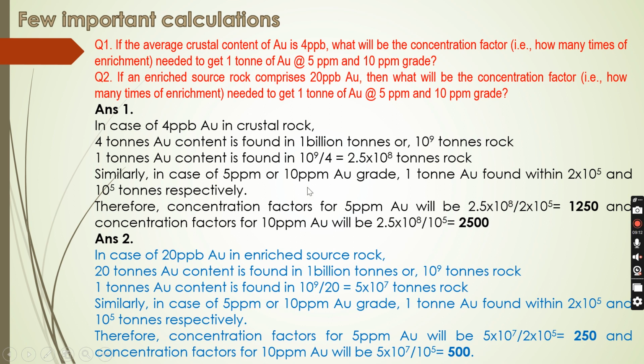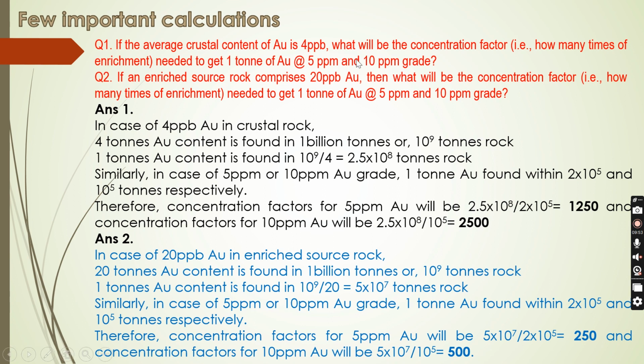1 ton of gold in 5 ppm, how much? Similarly, it will become 2 into 10 to the power 5 and 10 to the power 5 tons respectively. So therefore, if we divide 2 into 10 to the power 5 by this 2.5 into 10 to the power 8, automatically the concentration factor will come. So for 5 ppm gold, it has to be enriched up to 1250 times. For 10 ppm, further 2500 times.